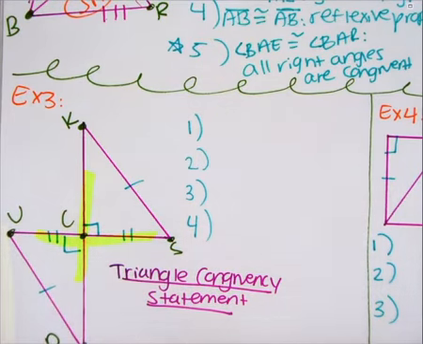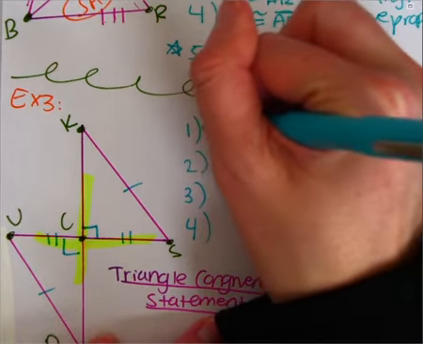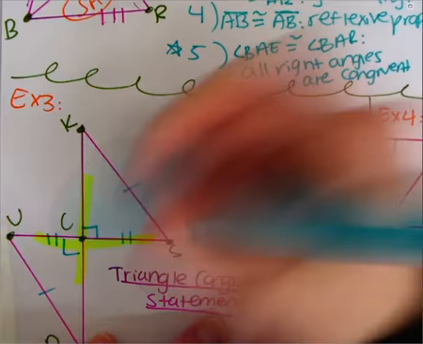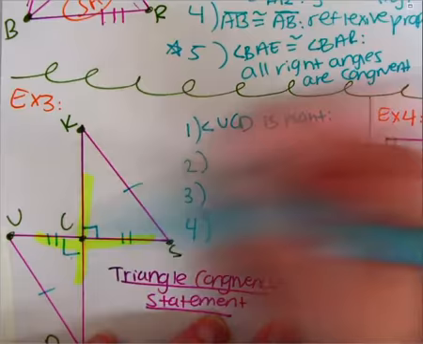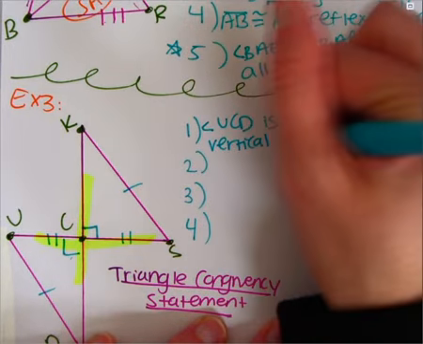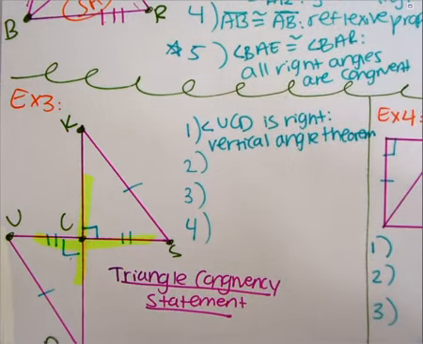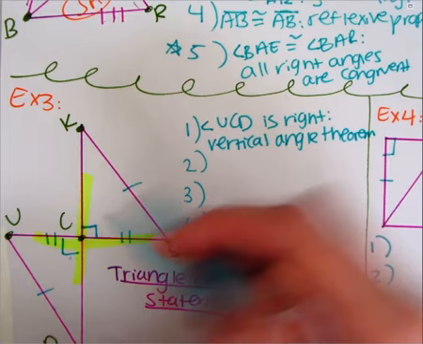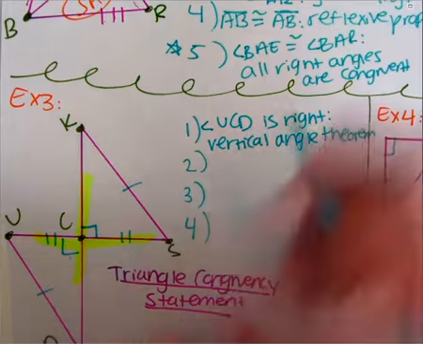So I'm going to first establish that this is a right angle. So I'm going to say angle UCD is right. And I know that because of the vertical angle theorem, because vertical angles create two congruent angles, which means this one has to be right as well. So that would be by the vertical angle theorem. Okay, and now that I know that that is right, now I know that both of my triangles are right triangles because they have a right angle. So by my definition of a right triangle, I now know that these two are right triangles.